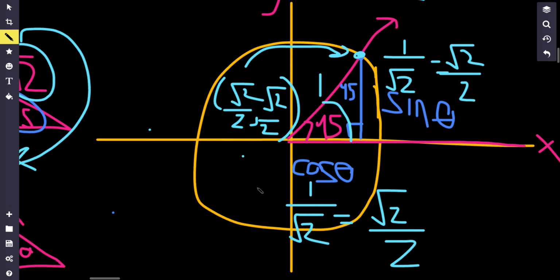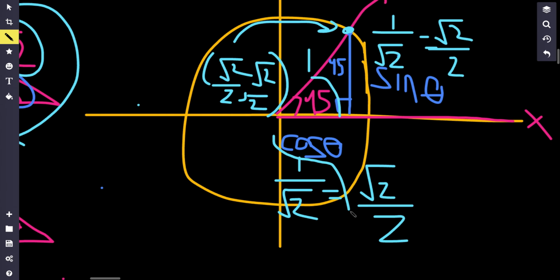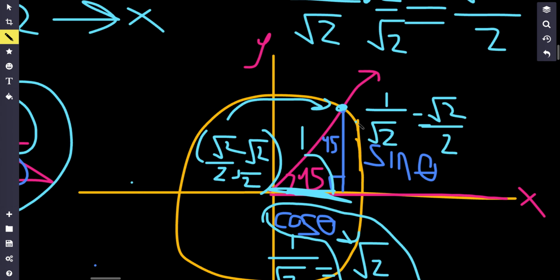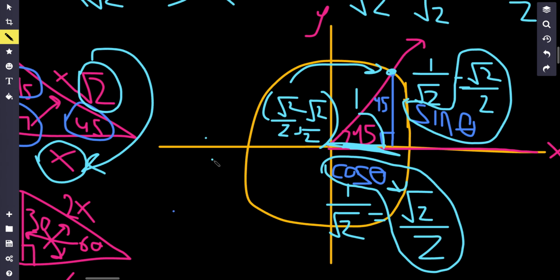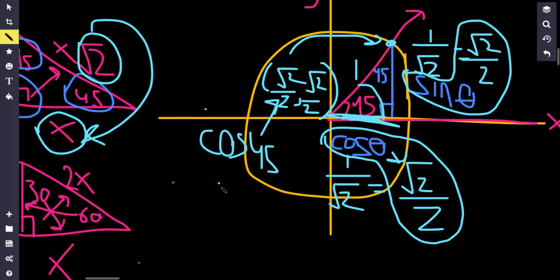And notice how cosine of theta is equal to radical 2 over 2, right? This represents the x value of our triangle, and that's radical 2 over 2. And notice how the y value is also radical 2 over 2, right? This value right over here. And that means that cosine of 45 is radical 2 over 2, and sine of 45 is equal to radical 2 over 2.